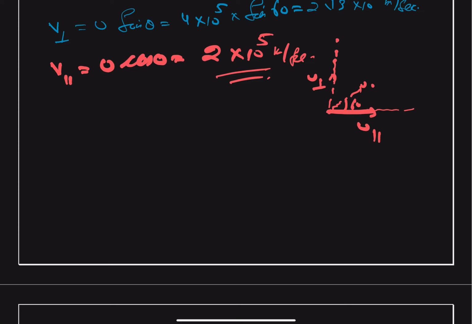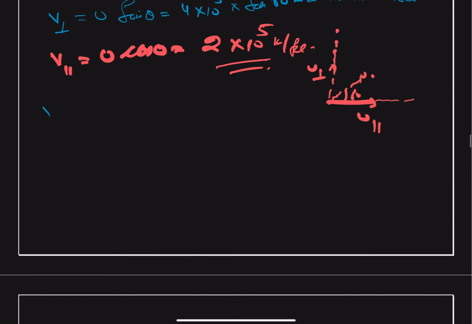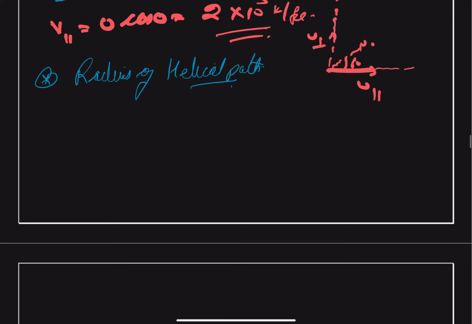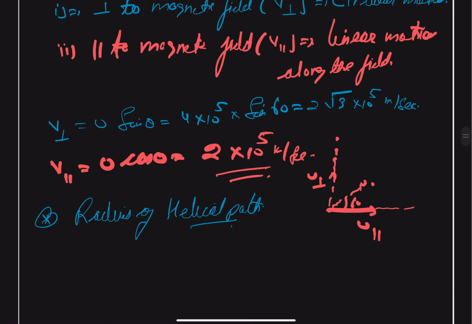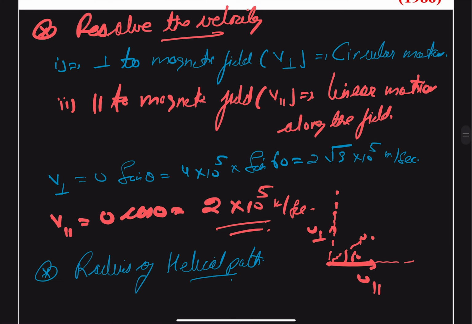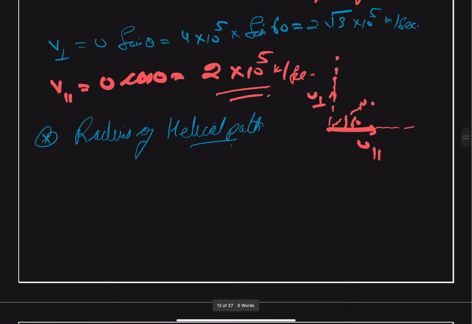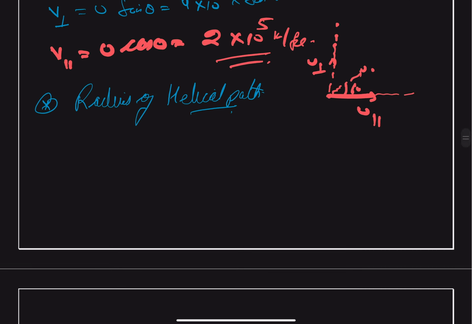Next, we are going to find the radius of the helical path. In this case, for the radius of the helical path, the velocity V perpendicular forces the proton to move in a circular motion. Because of this, the force of the magnetic field will be producing the necessary centripetal force.